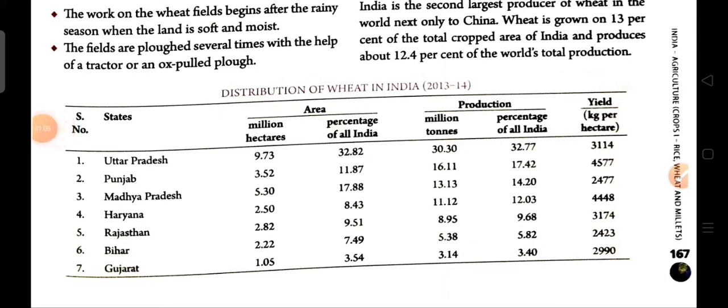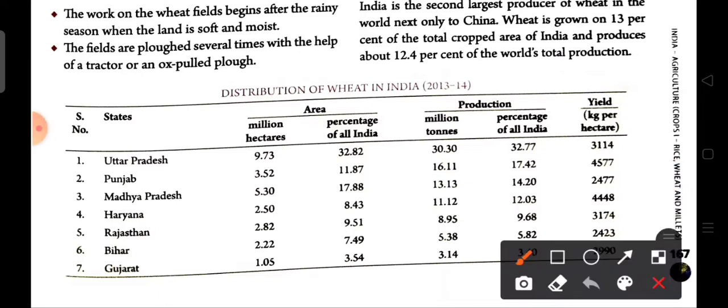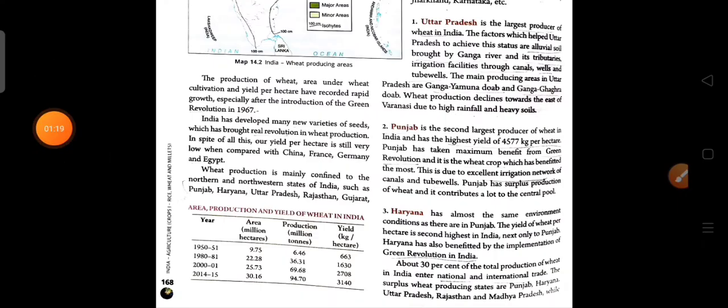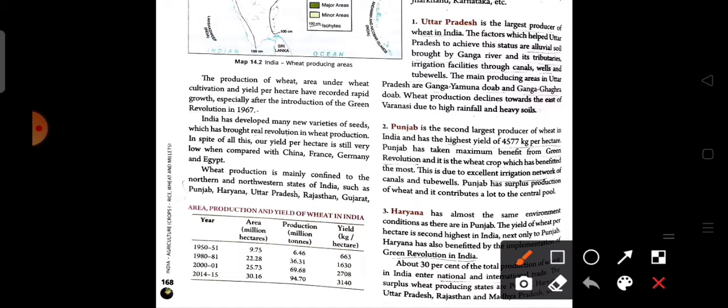Here we can see that the yield per hectare is decreasing from Uttar Pradesh to Gujarat. So now in the next page, the production of wheat, area under wheat cultivation and yield per hectare have recorded rapid growth, especially after the introduction of Green Revolution in 1967. So what happened in the Green Revolution in 1967?